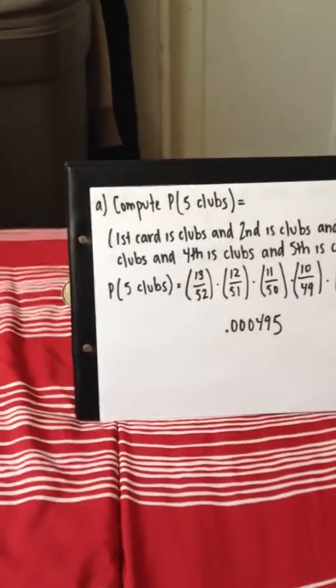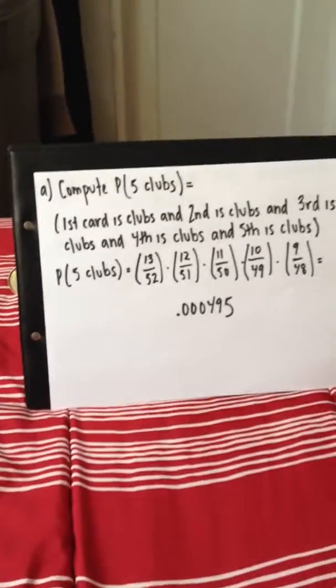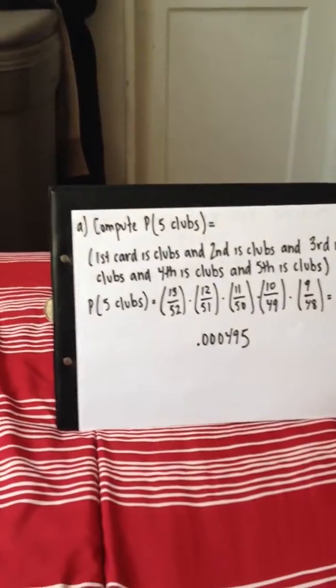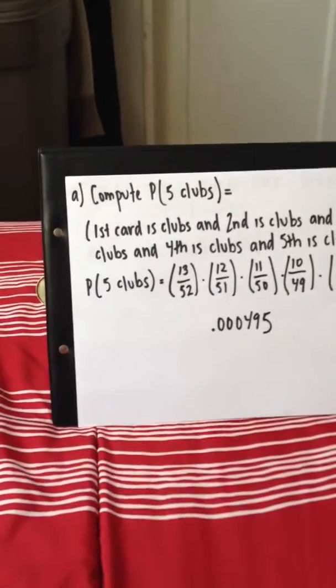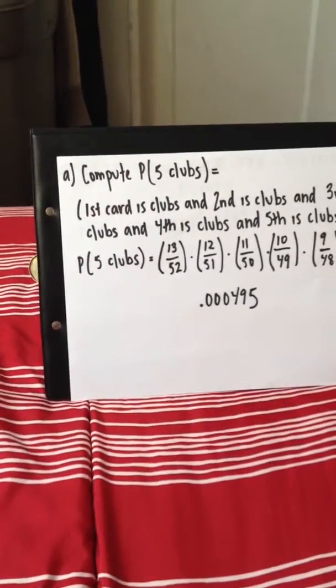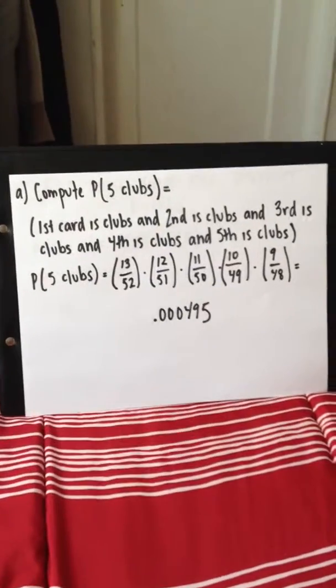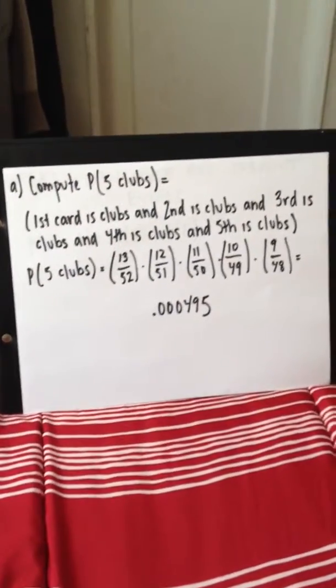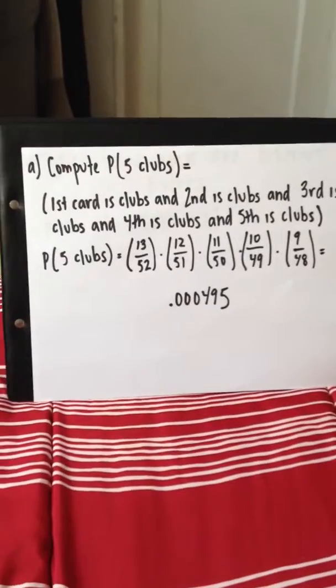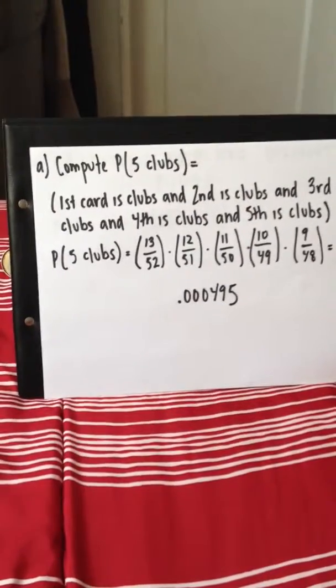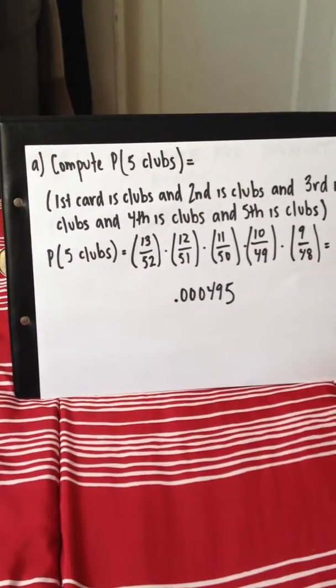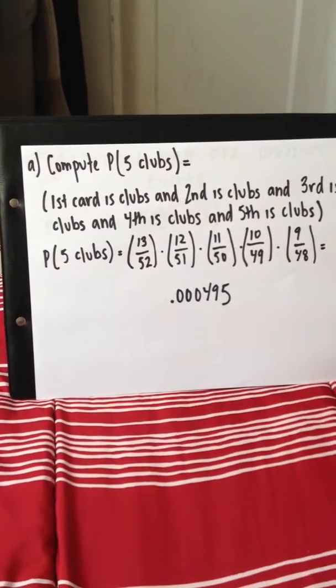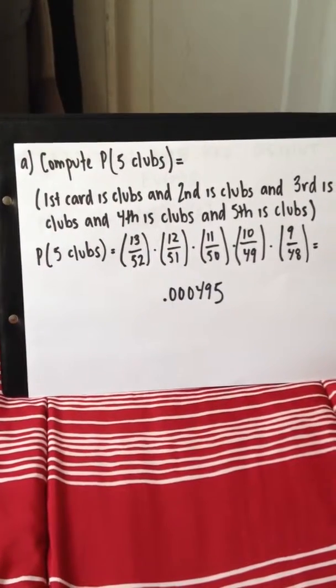Part A, compute the probability of getting 5 clubs. So the probability of getting 5 clubs equals the first card is clubs, and the second is clubs, and the third is clubs, and the fourth is clubs, and the fifth is clubs. So the probability of getting 5 clubs equals, we have 13 cards in each suit out of 52.